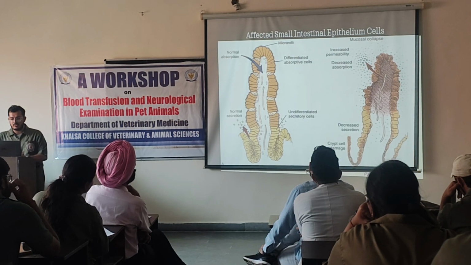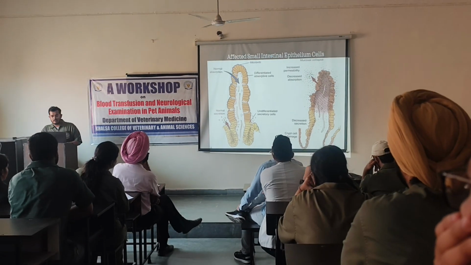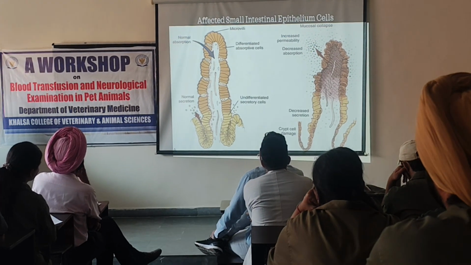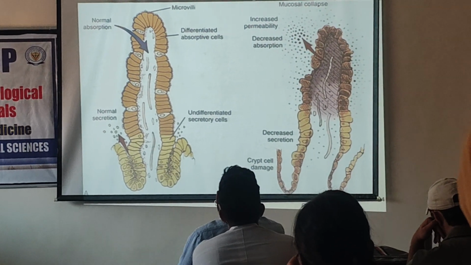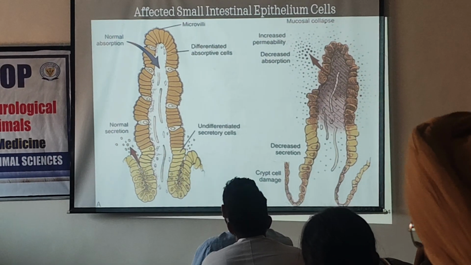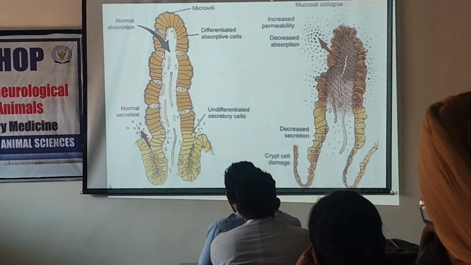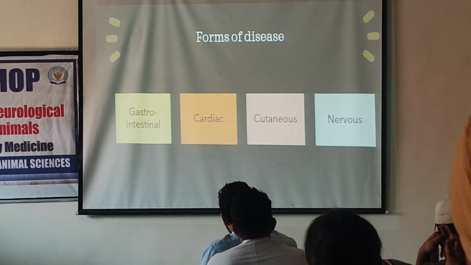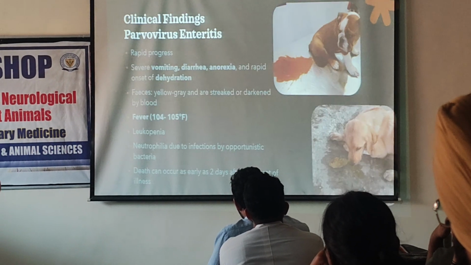In intestinal epithelium cells, we can see when the animal is normal there is normal secretion and normal absorption. But when the animal is affected with parvovirus, crypt cells are damaged, with decreased secretion, decreased absorption, and increased permeability. Forms of the disease are gastrointestinal, cardiac, cutaneous, and nervous.